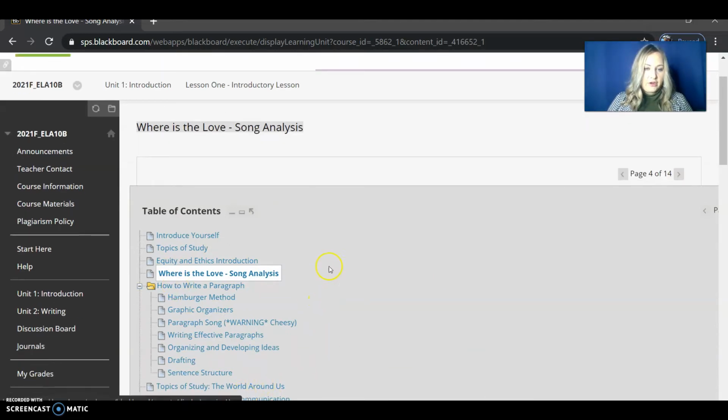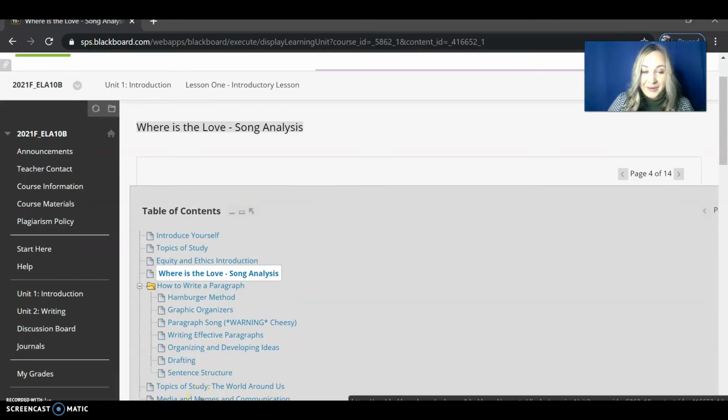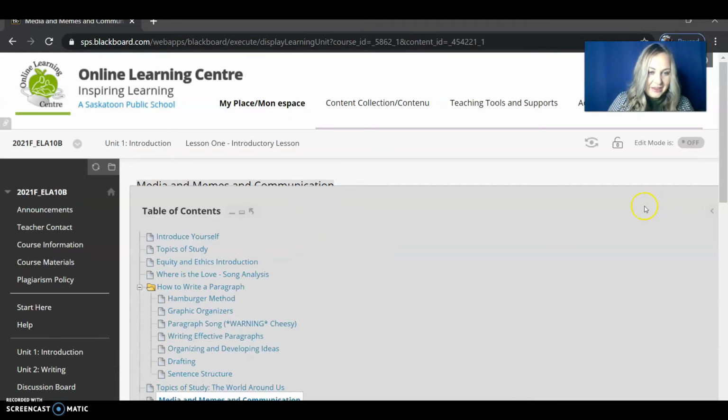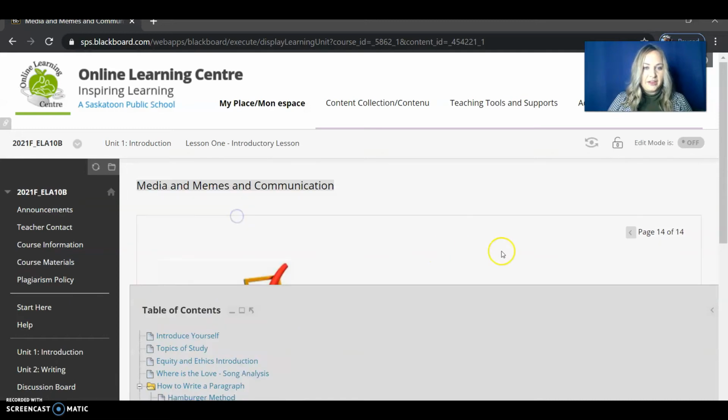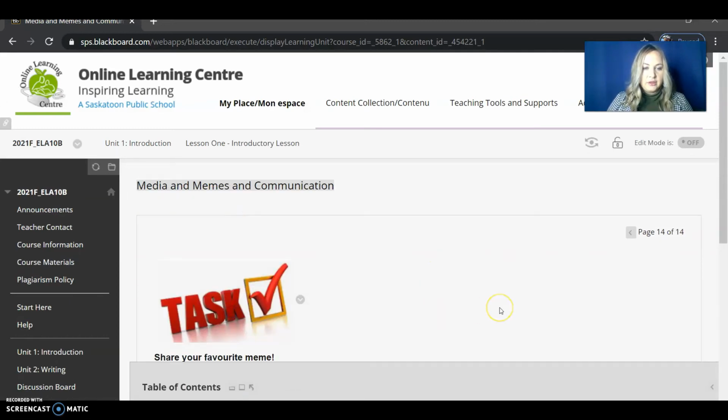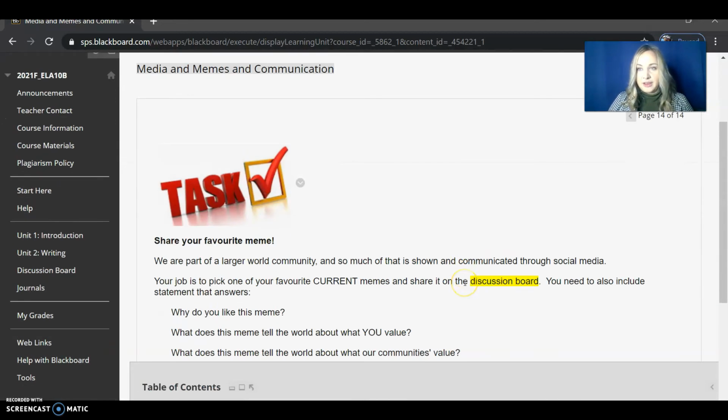And then the next thing you're going to do is this. It's not really showing up on the screen very well, but it's down here. It says media and memes. So that's the last thing we're going to be working on today. Okay, so you're going to share your favorite meme. I love memes, so I want you to make sure they're school appropriate, so no offensive language, swears bleeped out, no nudity, violence, that sort of situation.